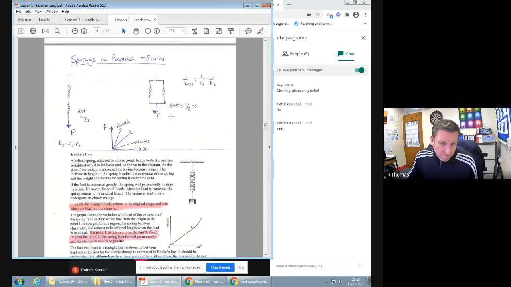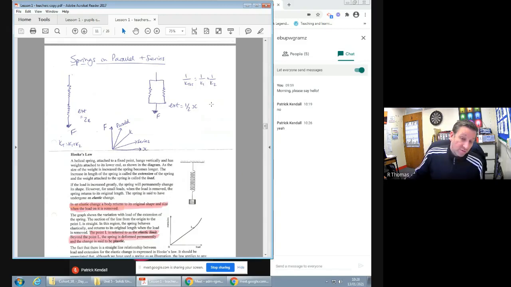If I put them in parallel, it's the opposite, okay? The total extension now would be half of the expected extension. And like with your resistors, you have to reciprocate the stiffness constants and treat them as fractions. So 1 over the total value of K is 1 over K1 plus 1 over K2.